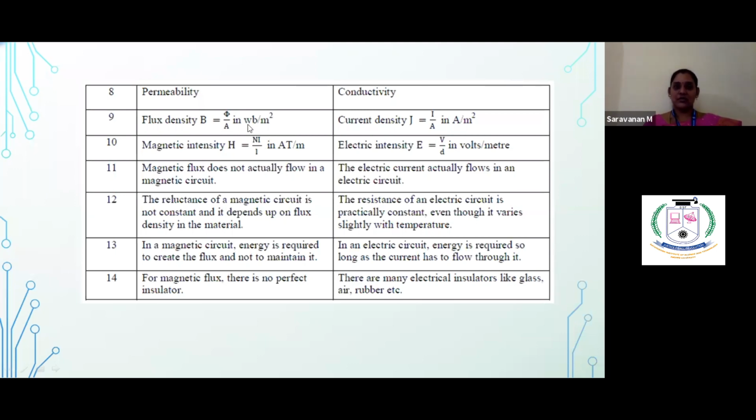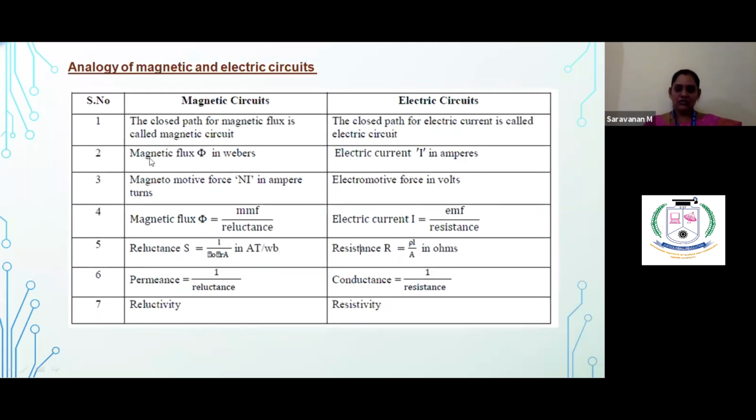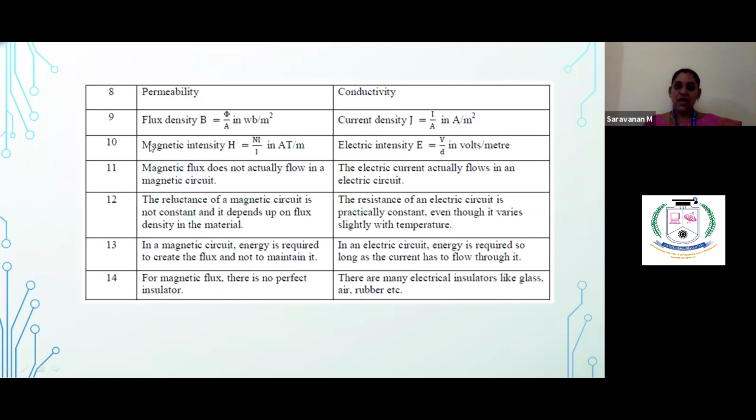Please write all the expressions, everything. And here, your magnetic field intensity, you can call it your electric field intensity. So what's the main difference over there? Magnetic flux is set up, it does not flow. So these up to the 10 points, you can write as similarities. From serial number 1 to serial number 10, it shows the similarities of your electric and magnetic circuit.